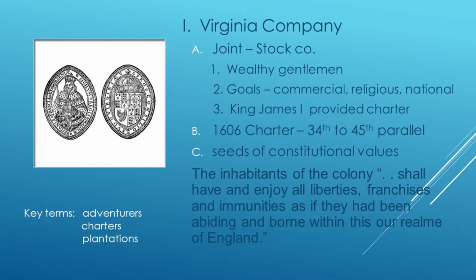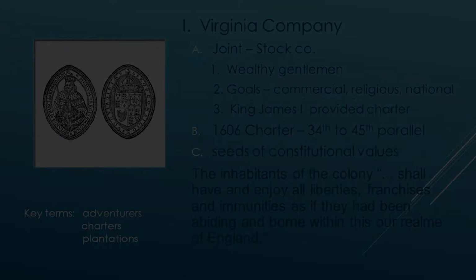Key terms: adventurers, men who invested their money in the Virginia Company yet stayed in England, or investors who went to North America to settle there. They were called adventurers. Charters were types of constitution, you might say a mini constitution. And plantations, that's what they call these settlements. So even before we had tobacco plantations, Jamestown was a plantation.